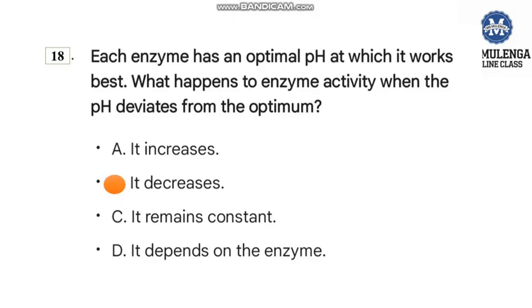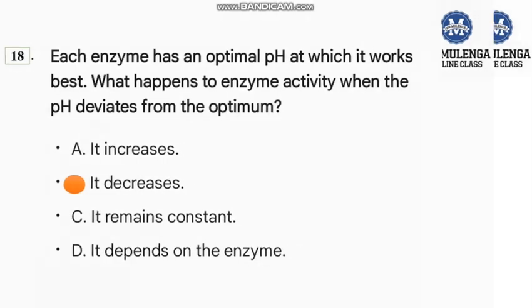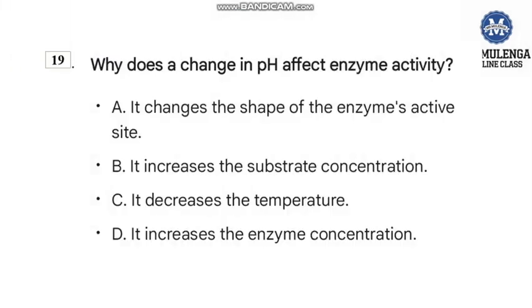So we have answered our question 18. We now move on to our question 19. Our question 19 reads, why does a change in pH affect enzyme activity? So they want us to state why a change in the pH will affect the enzyme activity. So the change in the pH will affect the enzyme activity because it changes the shape of the active site. So our correct answer here is B. It changes the shape of the enzyme's active site.